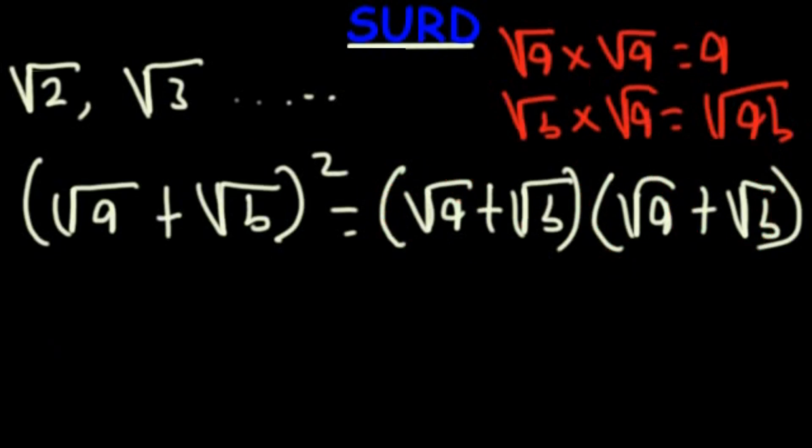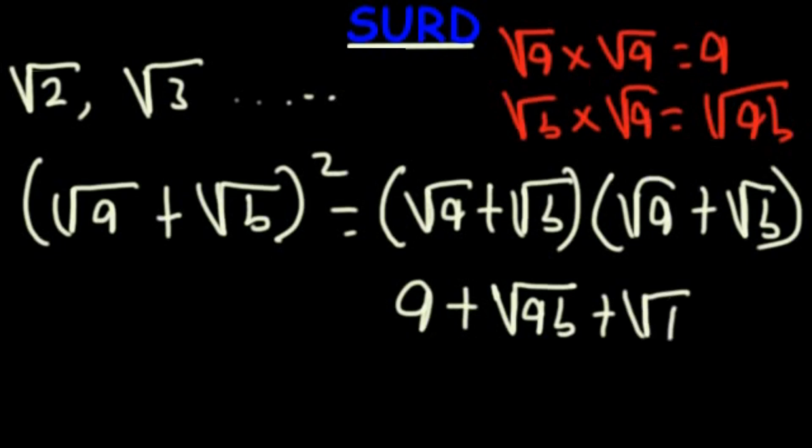Okay, now in order to do that, square root of a multiplied by square root of a, we said is simply a. So we have a, then square root of a multiplied by square root of b becomes square root of ab. Then square root of b multiplied by square root of a is still square root of ab, plus square root of ab. Then square root of b multiplied by square root of b becomes positive b.